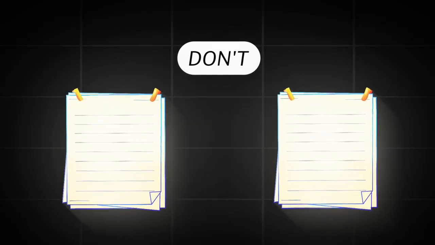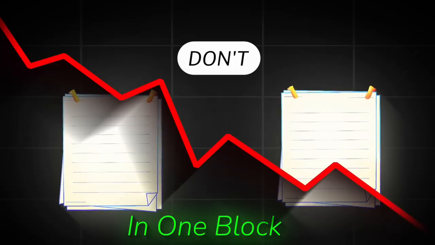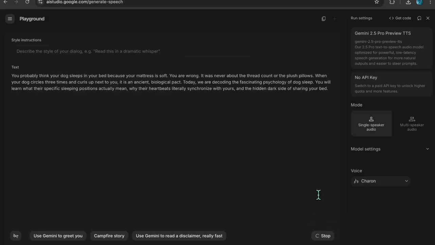Break it into sections. If you dump the full script in one block, the quality degrades toward the end. The pacing gets lazy, the emphasis flattens out. Start with just the hook. Copy and paste it here. Generate. Let's listen to it for a few seconds to test it.